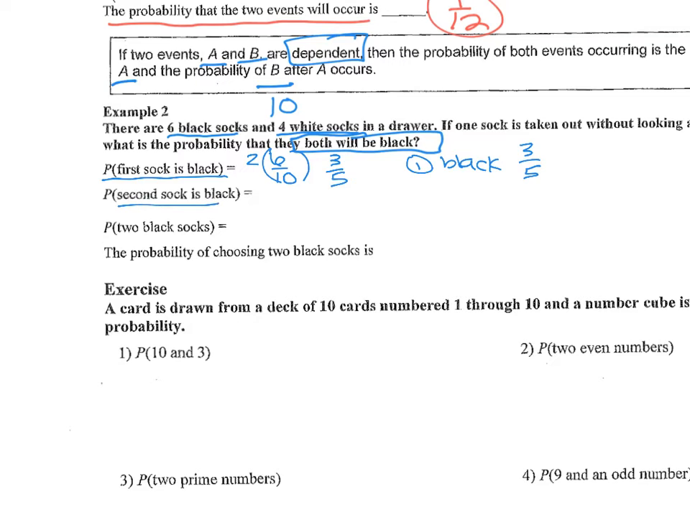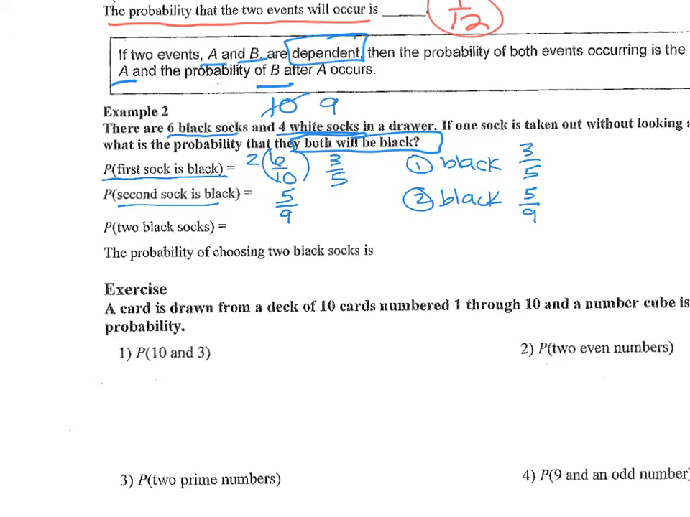Then the probability that the second sock will be black. Hold on. We started with 10, but we took a sock out. So how many socks total are left? 9. That's going to be my bottom number now. Same thing with the black socks. We had 6, but we took one out, so there are 5 left. So 5 over 9, and that can't be simplified. The second time we pulled a black sock, the probability was 5 over 9.